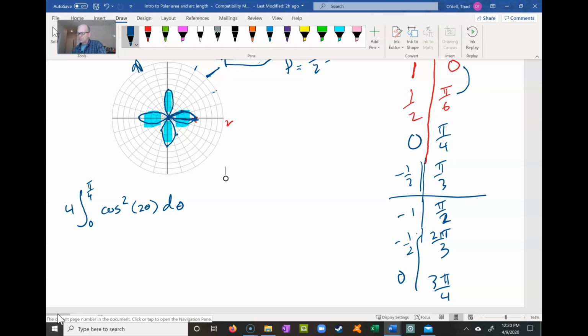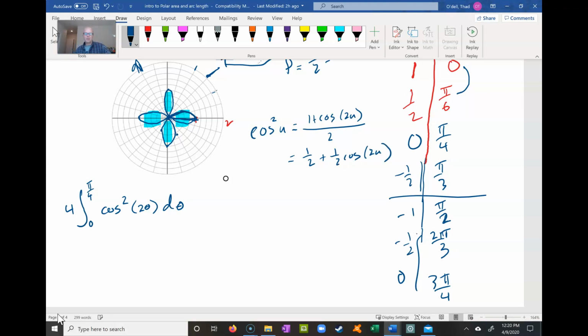If you remember the half angle formulas, you probably didn't see these power reducing formulas, but you did get the half angle formulas in your 142 class. So the identity says that cosine squared u is equal to (1 plus cosine 2u) divided by 2, or you could write that as 1/2 plus 1/2 cosine 2u. This is an identity that's true in trigonometry, and if you want me to work through how it's derived from the half angle formula, I could show you. But either way, you want to put this in your notes because this is something that's going to come up a lot when we're doing polar integration.